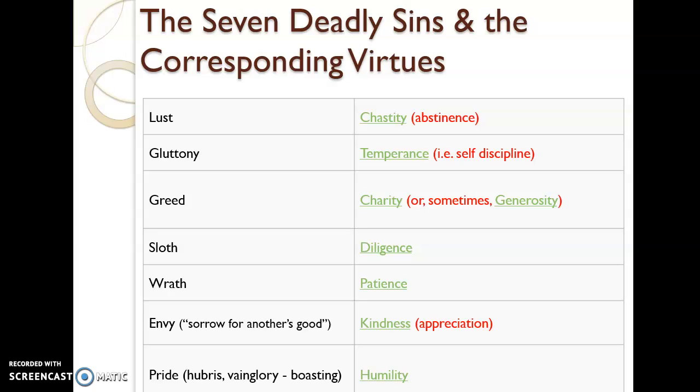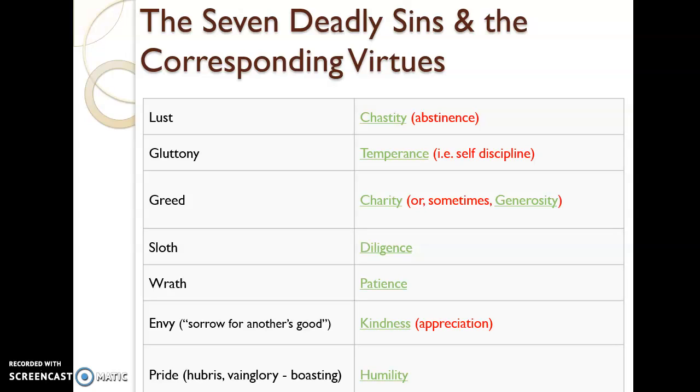So the first sin that is represented is lust, and then its virtue that corresponds with lust is chastity or abstinence. The second one is gluttony, and then the virtue that corresponds with that is temperance.